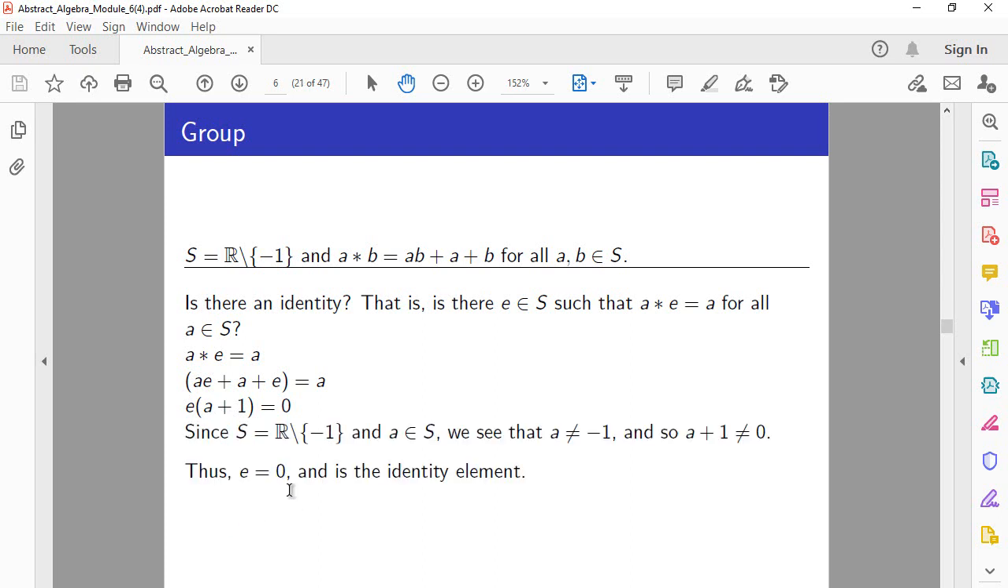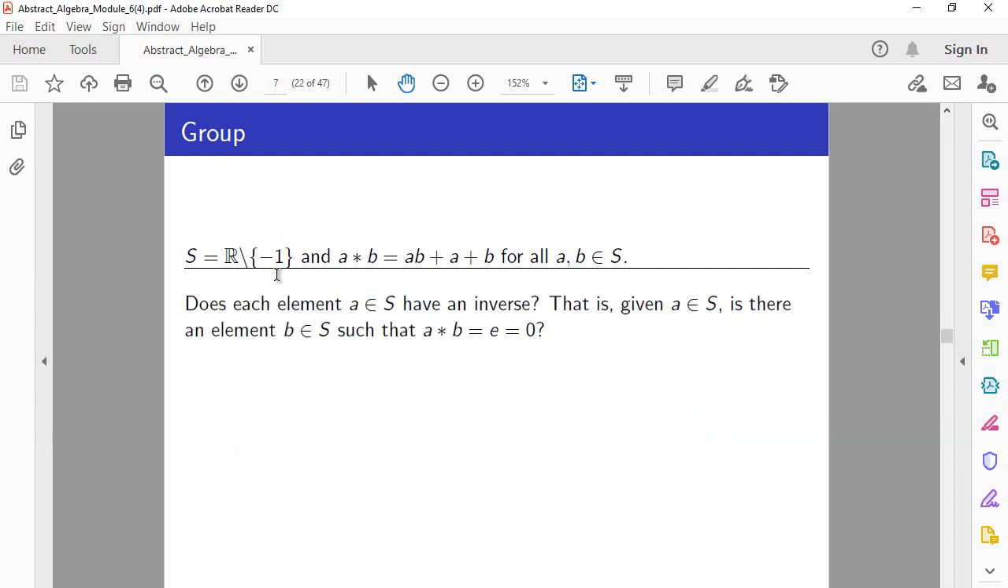So E is 0, so that's the identity element. We have found an element E in S such that A star E is equal to A for all A in S. And now we can also check that E star A is also A for any A. If I take E to be 0, then this equation is satisfied for any A. So we found that 0 is the identity element in this set.